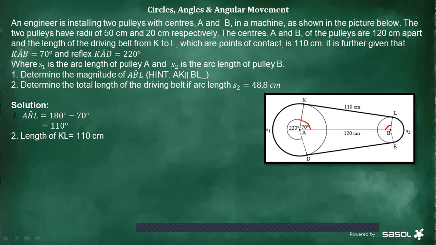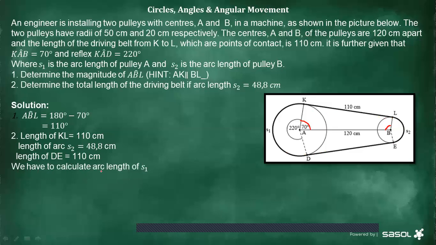And then we are saying the length of KL. Where is KL? It is given that it is 110. You can know that. And then the length of arc S2 is also given, which is 48,8 centimeter. And then the length of DE is also 110 centimeter. You can see the length of LK is equal to the length of ED. They are equal.